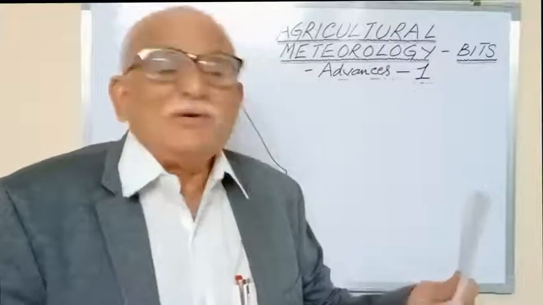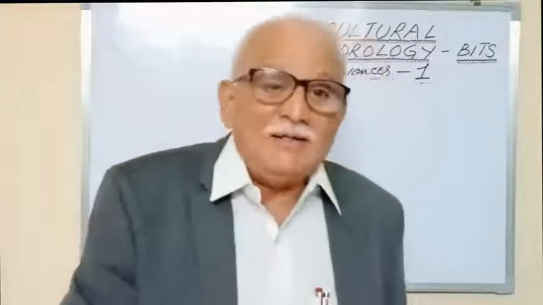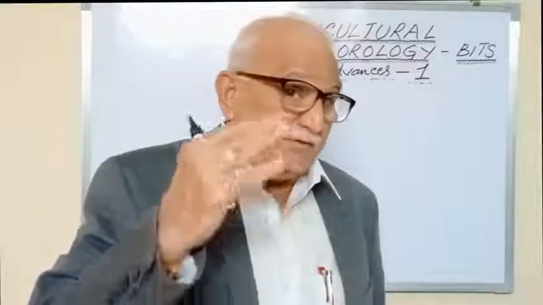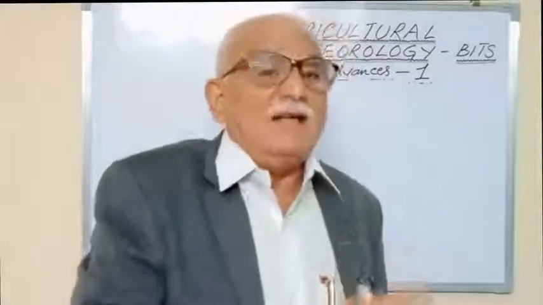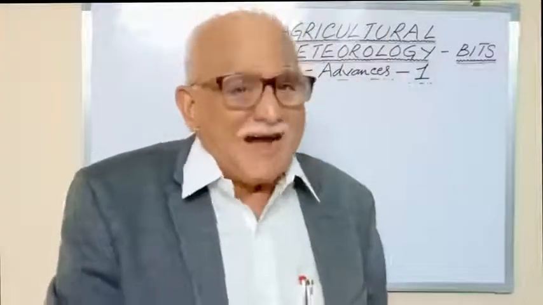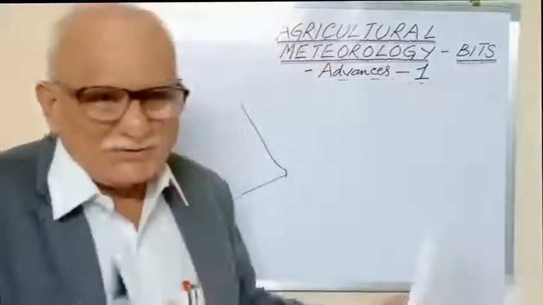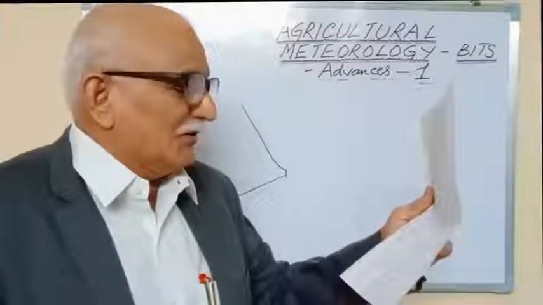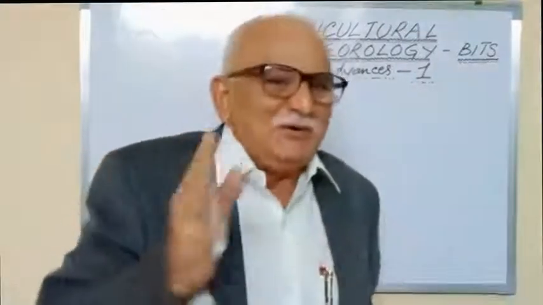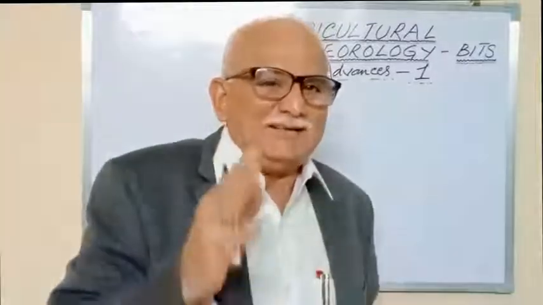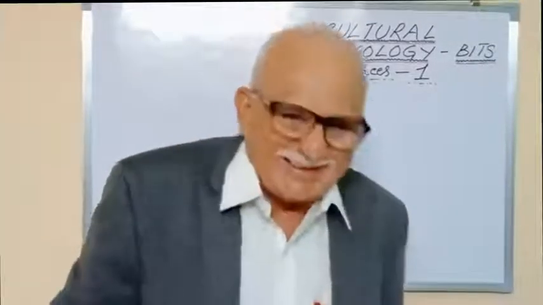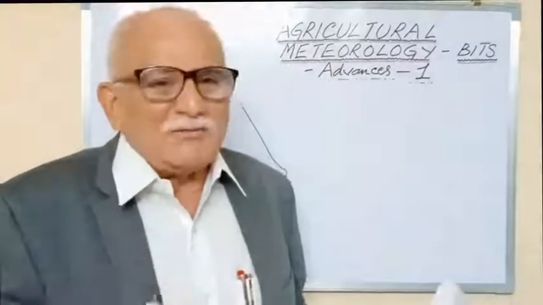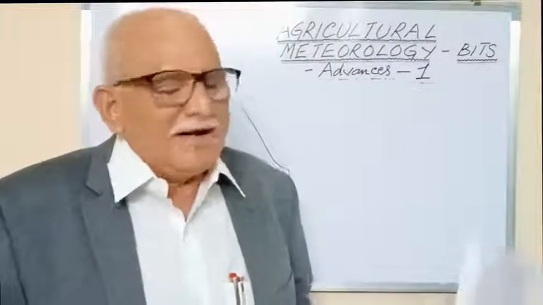In plant canopies, the diffuse radiation is effectively transmitted as compared to direct radiation. Why? I will tell you in Advances 2, 3, 4 to come, but please remember it in the first Advances 1. Diffuse radiation contains 60% of the PAR, whereas direct radiation contains only 40% of the PAR, photosynthetic active radiation.